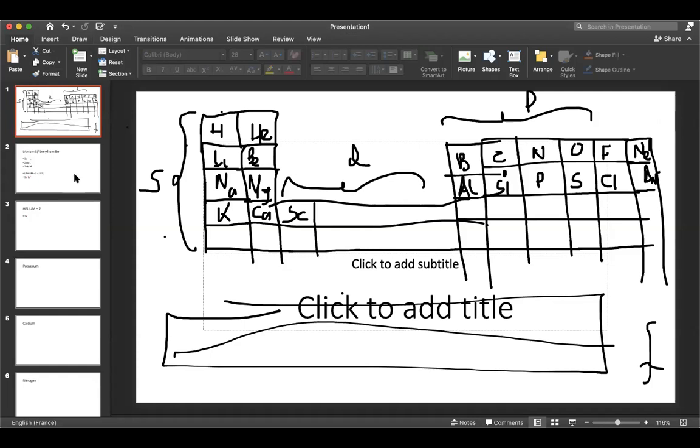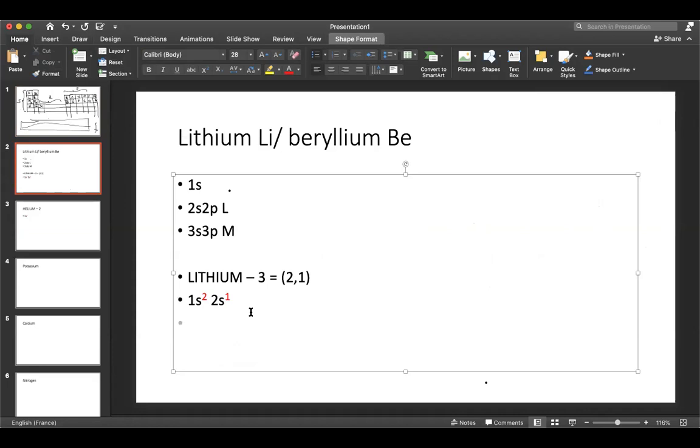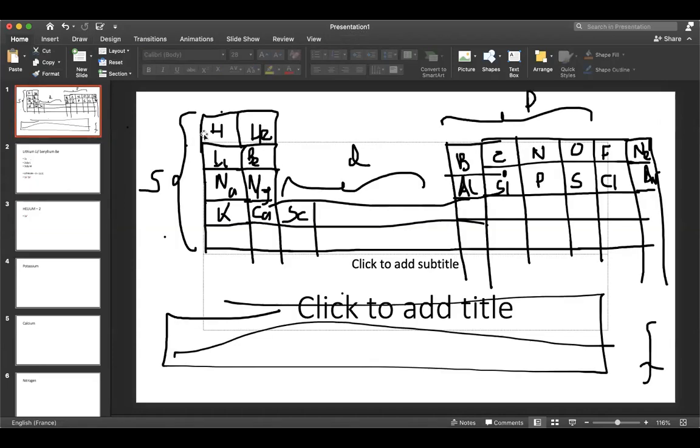We're still on the lithium example. Let's hope everyone is here. Now, Kondon is not here. Okay. Anyway, I'll still explain it.